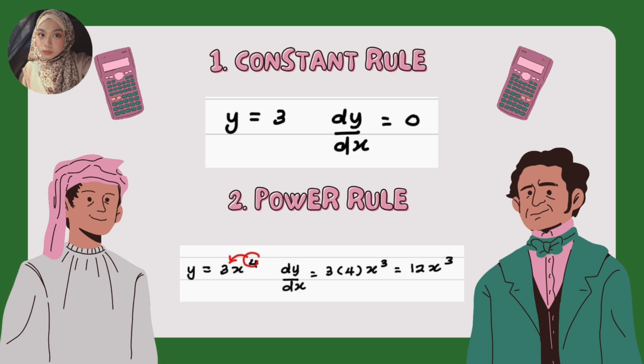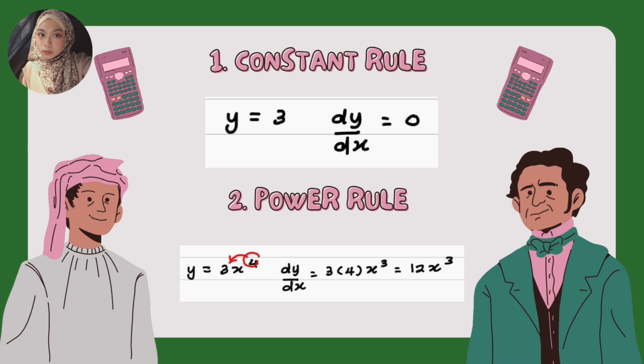For example here, y is equal to 2, meaning that dy over dx is equal to 0. There is no x term, no curve, no changes, and it's just a flat horizontal line, so the rate of change is 0. You can think of it like walking on a perfectly flat road with no incline. Your height never changes, and so the slope is 0.